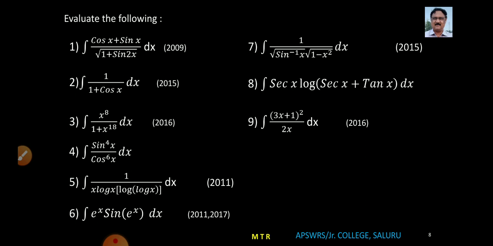For the 9th one, apply a plus b whole square simply. For the 8th one, put log secant x plus tan x as t. For the 7th one, put sin inverse x as t. 1 by root of 1 minus x square dx is dt. So that is 1 by root t dt. For the first problem, 1 plus sin 2x is nothing but cos x plus sin x whole square. So root of cos x plus sin x whole square is cos x plus sin x. Cos x plus sin x cancels, leaving root 1 dx. That is x, the answer, x plus c.